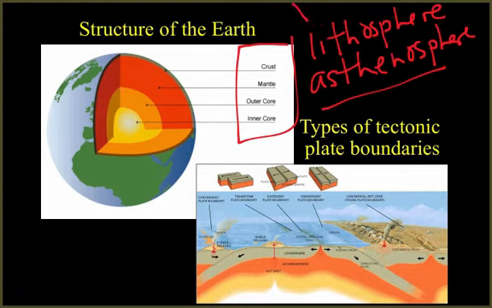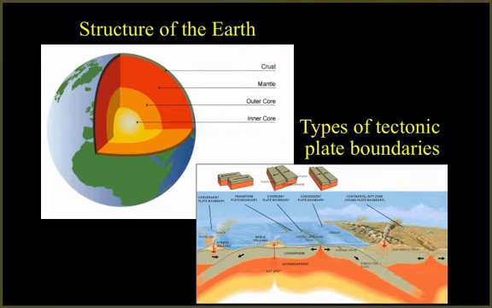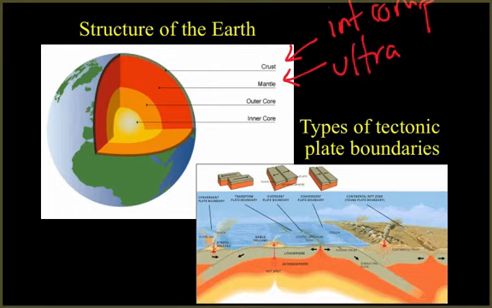So the lithosphere being the rigid outermost part of the Earth, the asthenosphere being the gooey layer in the upper mantle beneath the lithosphere. And those are distinct from compositional layers of the Earth, like the crust, which is more intermediate in composition, and mantle that is ultramafic. So it's mafic plus.